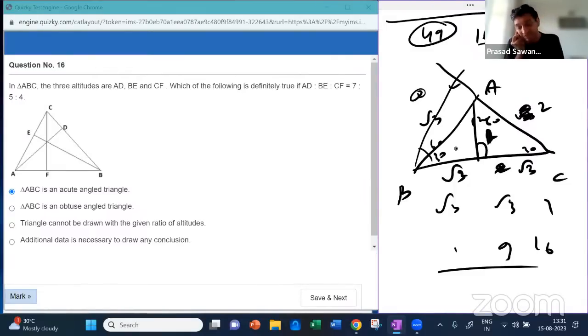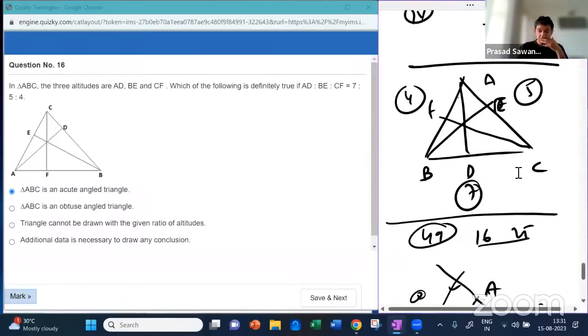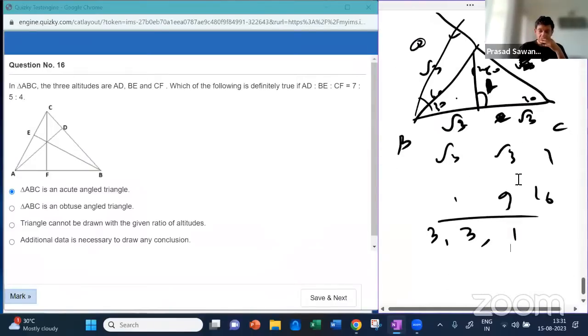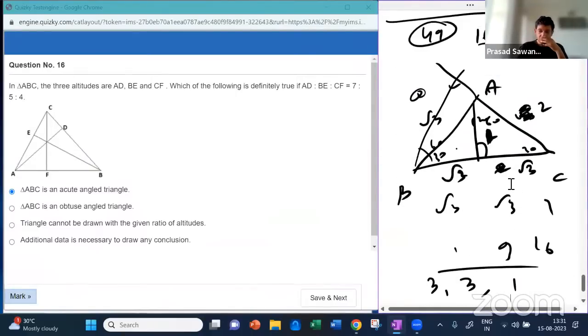Root 3. And this one is also root 3, I think. So this will be 3, 3 and 1. So it will be less than this one. So obtuse angle triangle में 1 altitude is 1. This altitude I think is root 3.